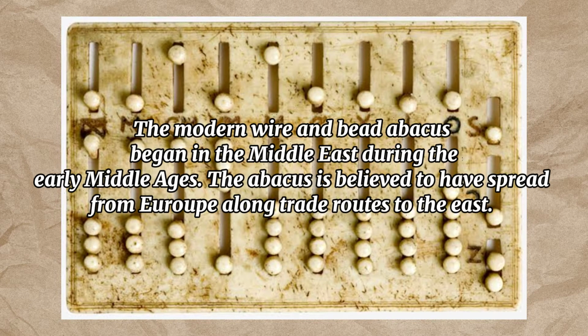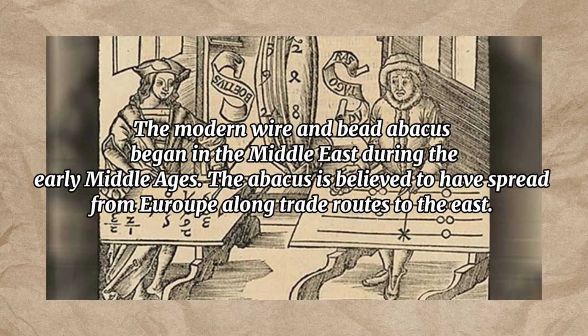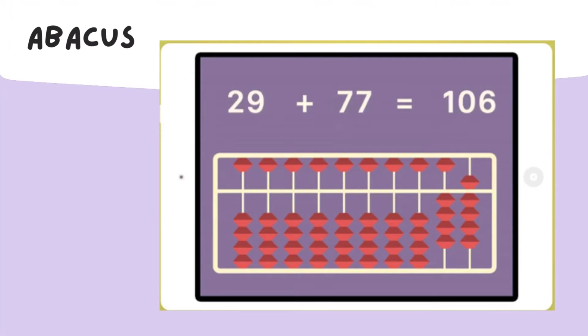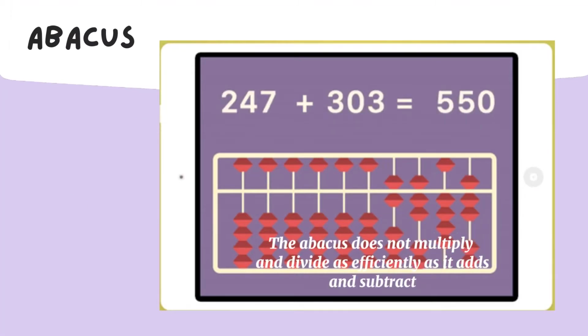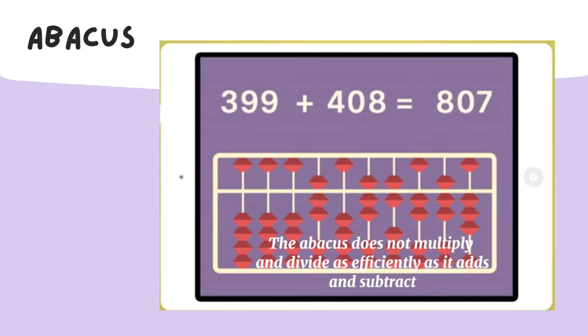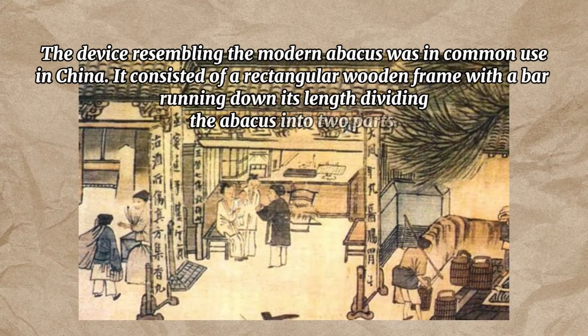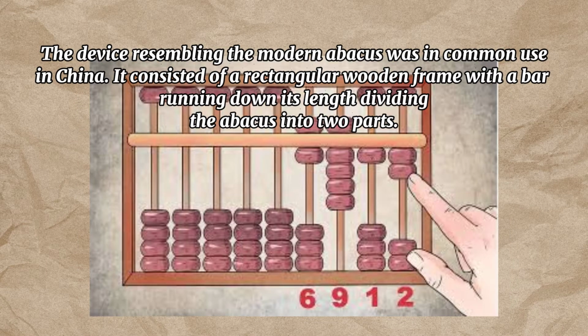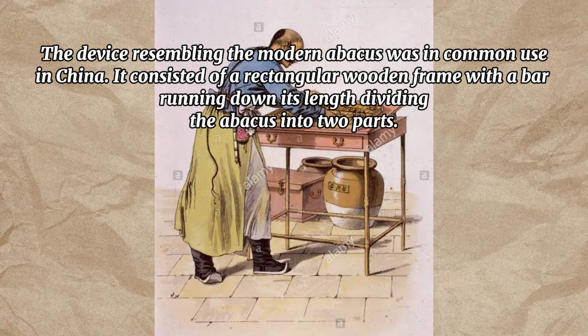The abacus is believed to have spread from Europe along trade routes to the east. The abacus does not multiply and divide as efficiently as it adds and subtracts. A device resembling the modern abacus was in common use in China. It consisted of a rectangular wooden frame with a bar running down its length, dividing the abacus into two parts.